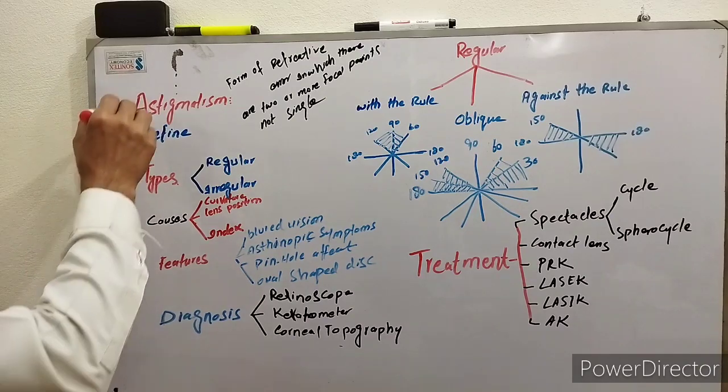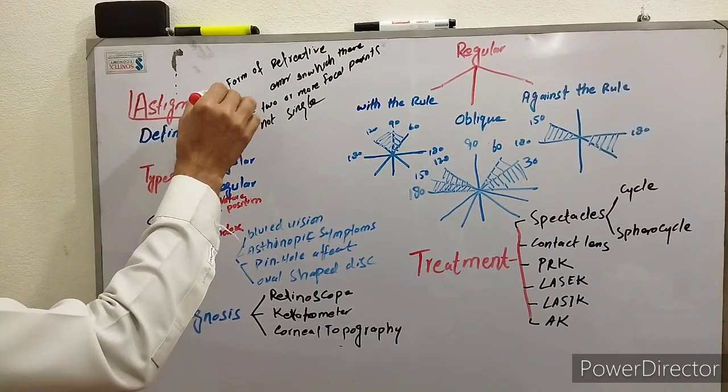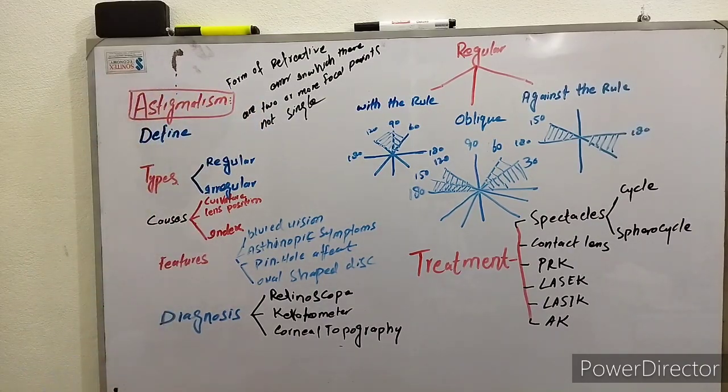What is the definition of astigmatism? Astigmatism is basically a form of refractive error in which there is not a single focal point but there are two or more focal points. Maybe rays focus in front of the retina, maybe behind the retina, maybe some rays focus at the retina, some in front of the retina, some behind the retina. All the positions are possible. Basically, this is the definition of astigmatism.